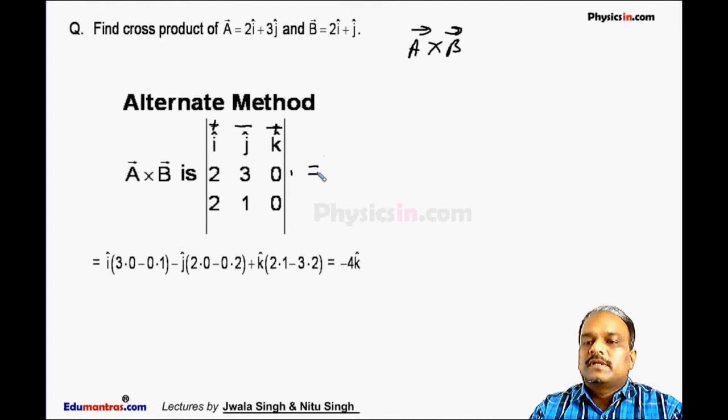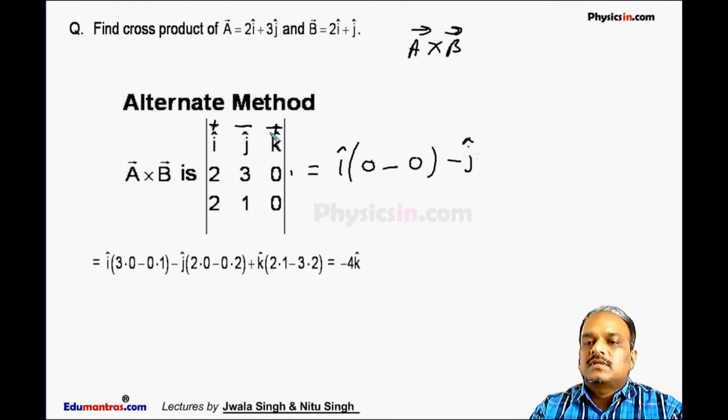Now this can be written as, we will take i cap. If I take i cap, I will leave this row and this column and multiply this 3 into 0, that is 0, minus this one, 1 into 0, that is 0. Now this sign is minus, so I will write here minus. This is j cap, so this is j cap.